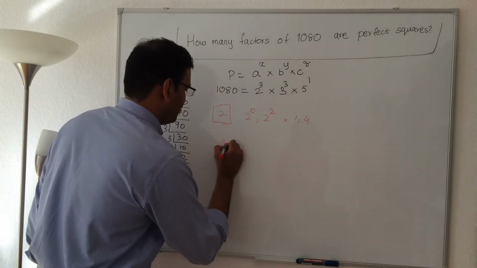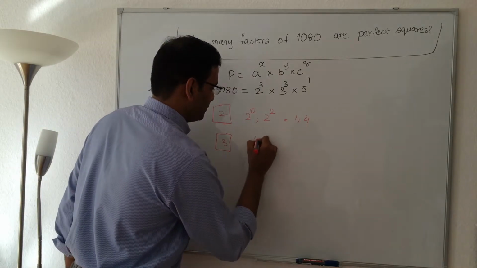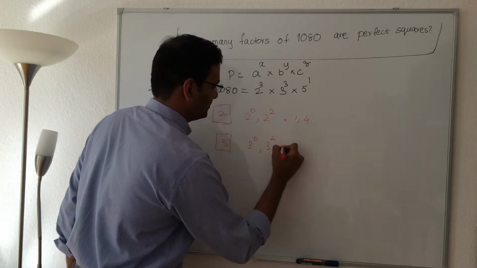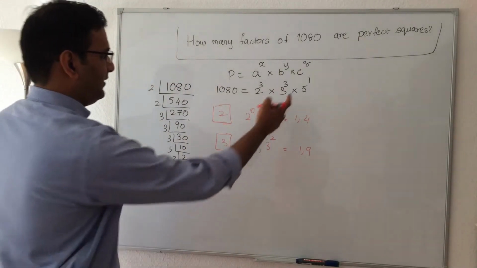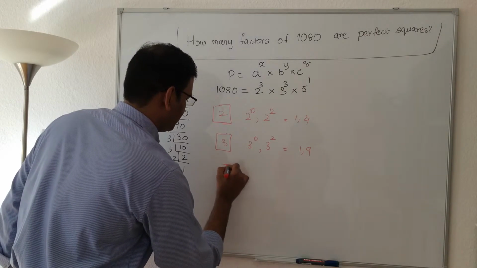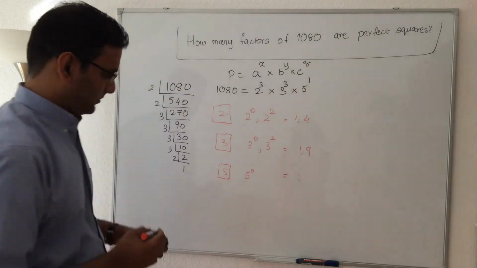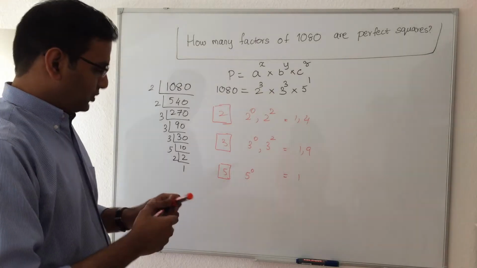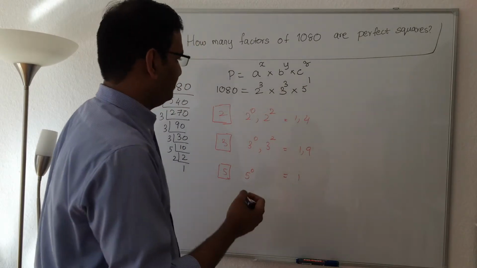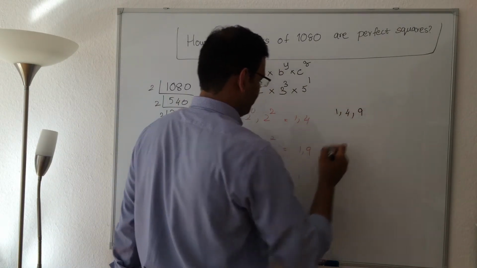With number 3, the only perfect squares possible are 3 power 0 and 3 power 2. That would be 1 and 9. With 5, the only number possible is 5 power 0. That would be 1. So the unique numbers that are perfect squares are 1, 4, and 9.